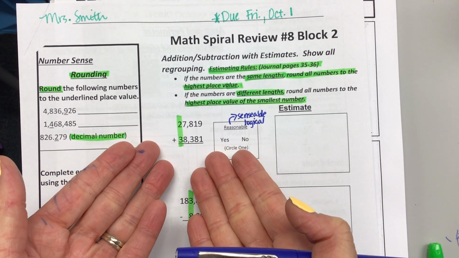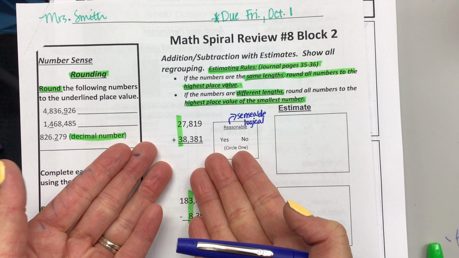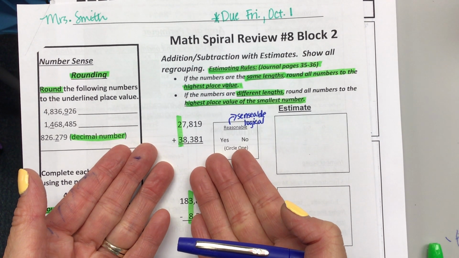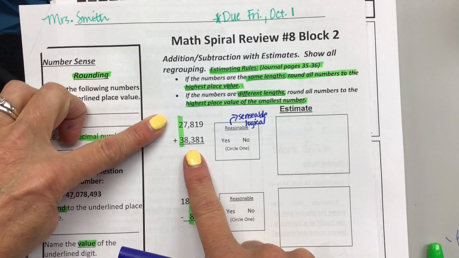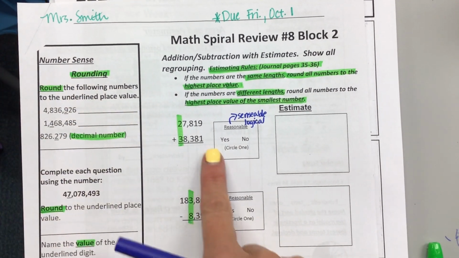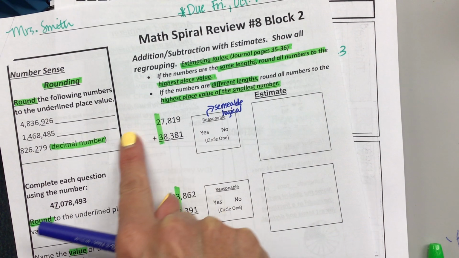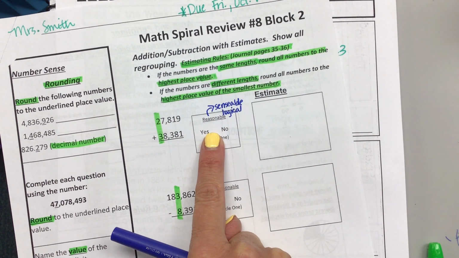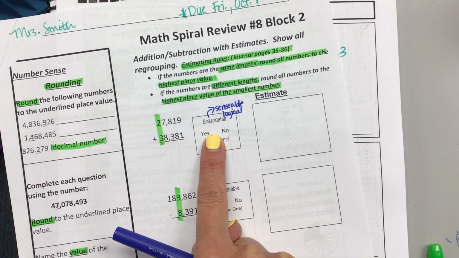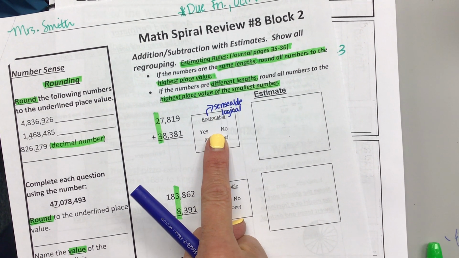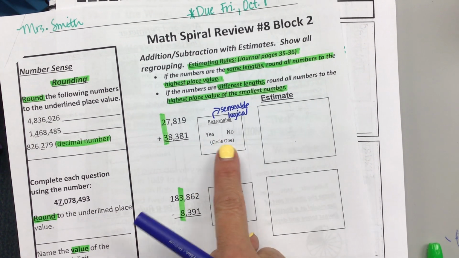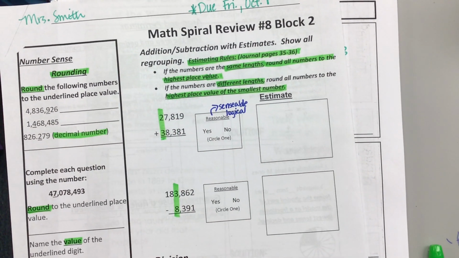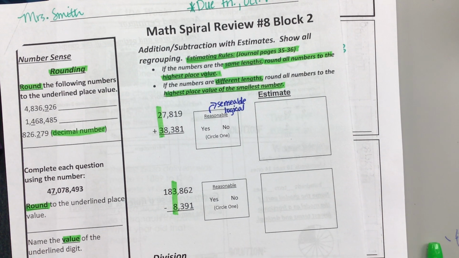I can tell you right now, I can look at this number, 27,819 plus 38,381, and I can estimate that and tell you that the answer should be close to 70,000. So if I add those and I get something that's way different than 70,000, my answer is not reasonable. This is one of the main reasons that we estimate. We estimate so that we can determine if our answer is reasonable. Okay, it catches lots of errors.